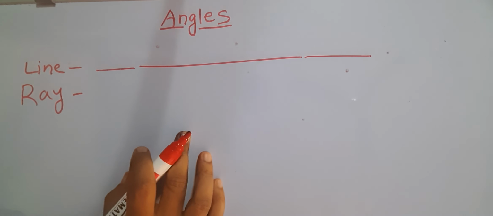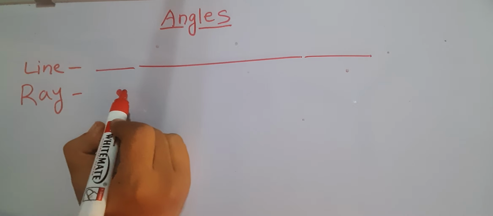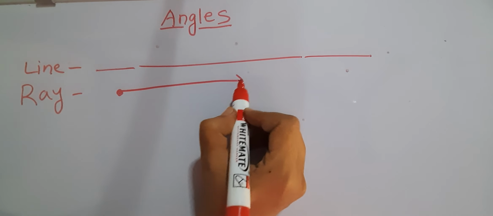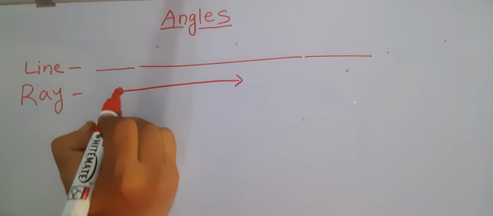When it comes to a ray, it starts from a definite point. It starts from a fixed point. So this is a fixed point. From this the ray will start and it can be extended only in one direction. So this part is fixed and it can be extended only in one direction, that is a ray.